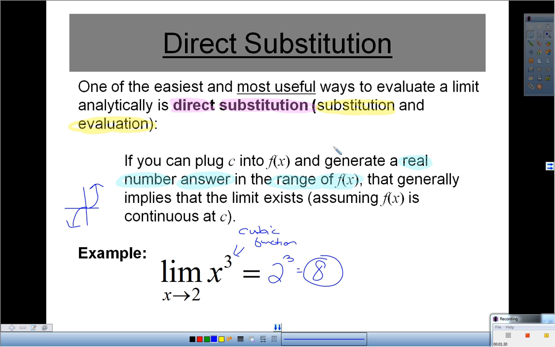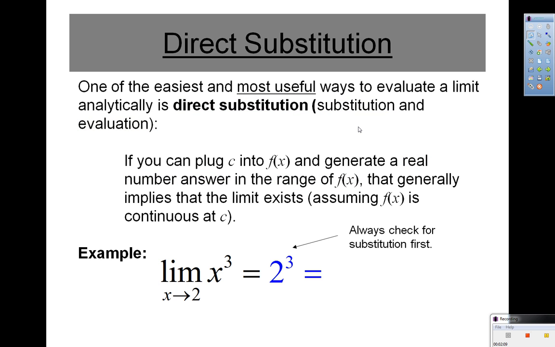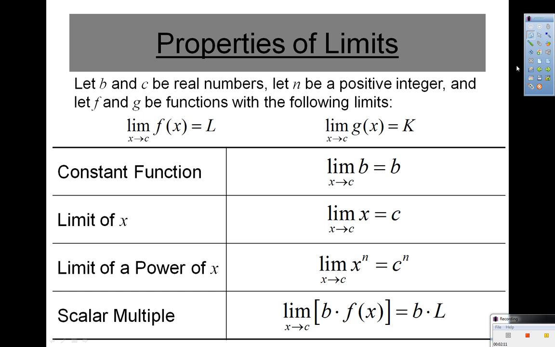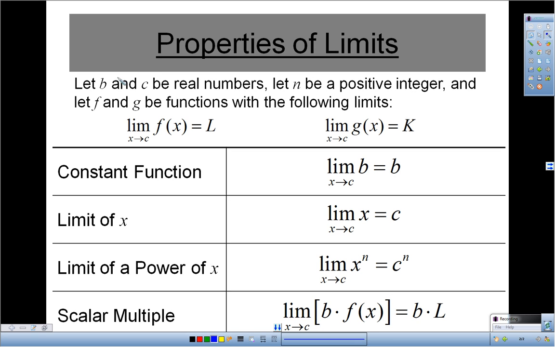Alright, so just like properties of algebraic expressions, there are properties of limits as well. And I'm just going to go ahead and take a look at some of them. It says let b and c be real numbers, let n be a positive integer, and let f and g be functions with the following limits. Let the limit of f of x as x approaches c equal L, and let the limit of g of x as x approaches c equal k. Then here are some properties of those limits.